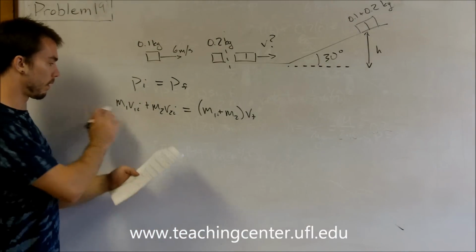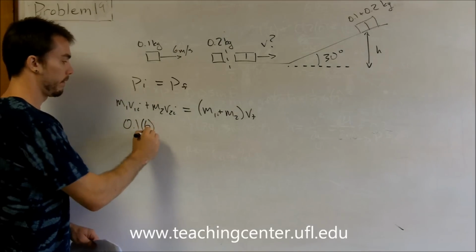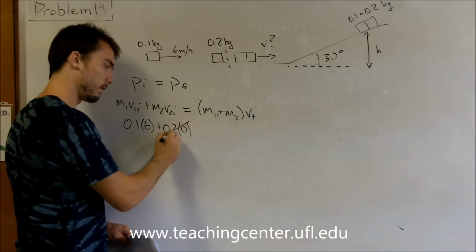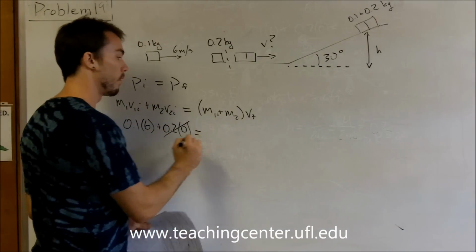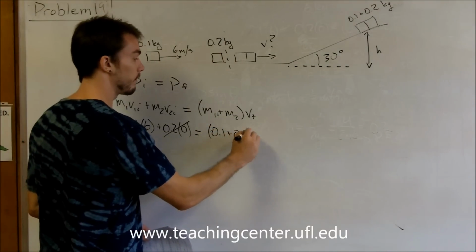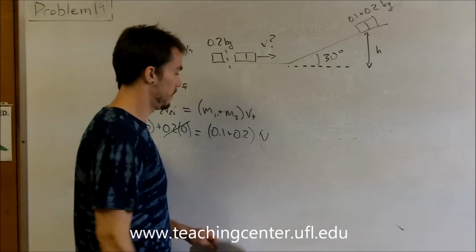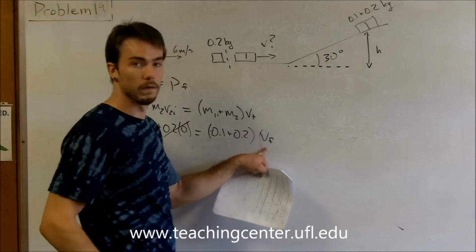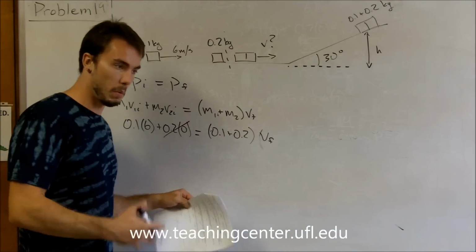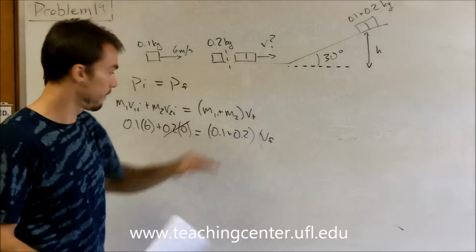Now, our mass 1 was given to us as 0.1, our velocity was 6. Mass 2 was given to us as 0.2. Velocity of 0 means this term drops out. 0.2 times 0 is, of course, 0. Now, mass over here is 0.1 plus 0.2, and that's going to be multiplied by whatever our velocity is. Now, final, of course, is a relative term. It refers to the final velocity in relation to the momentum. This is not going to be the final velocity up here. It's going to be the velocity right here.